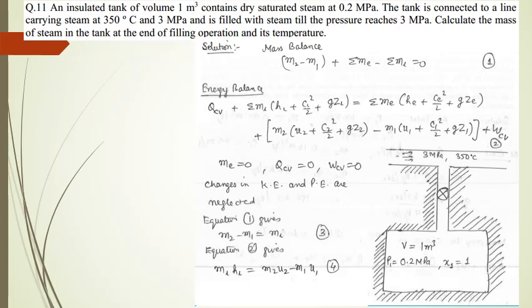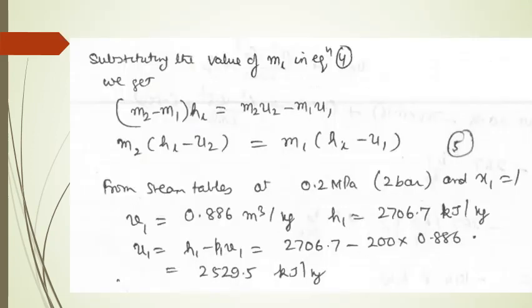Now equation 1, that is mass balance equation, is reduced to equation number 3, that is M2 minus M1 is equal to Mi. Energy balance equation, that is equation number 2, gives us Mi Hi is equal to M2 U2 minus M1 U1. Substituting the value of Mi in equation number 4, we get the equation shown by equation number 5.